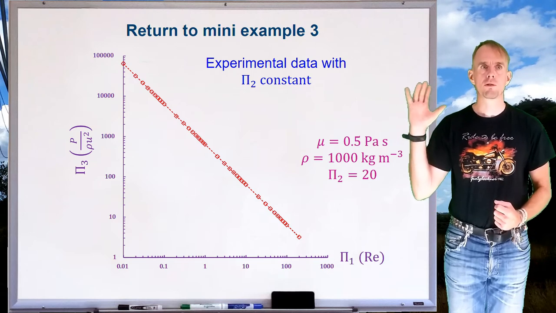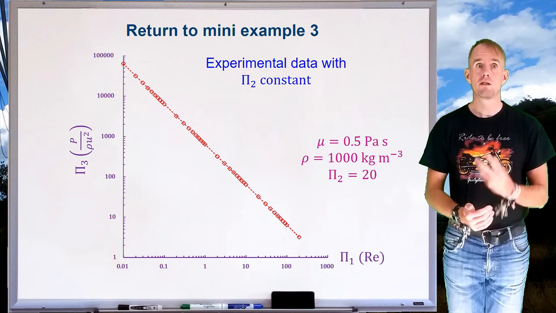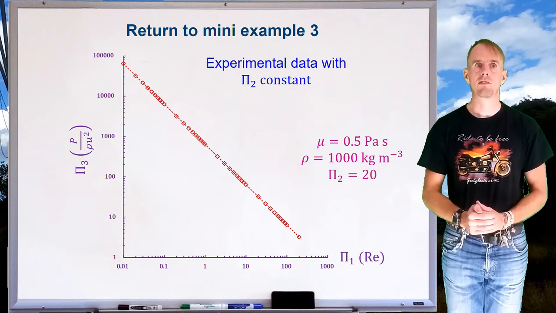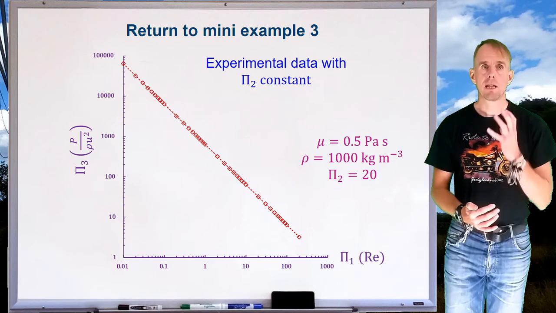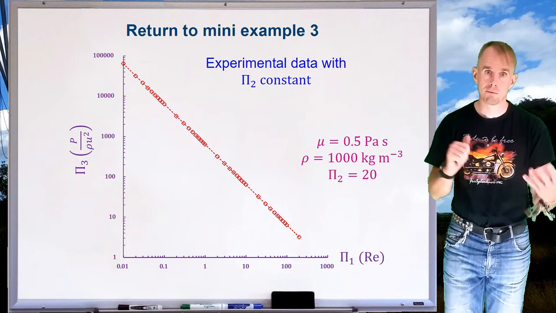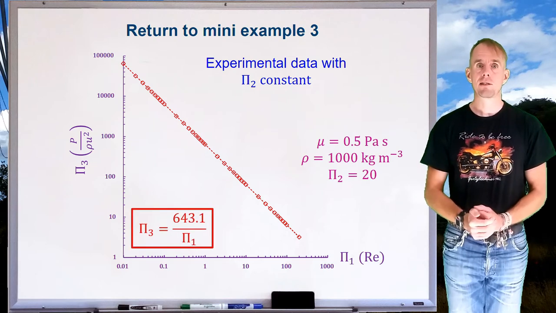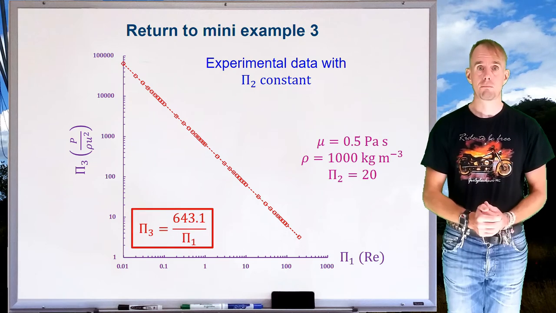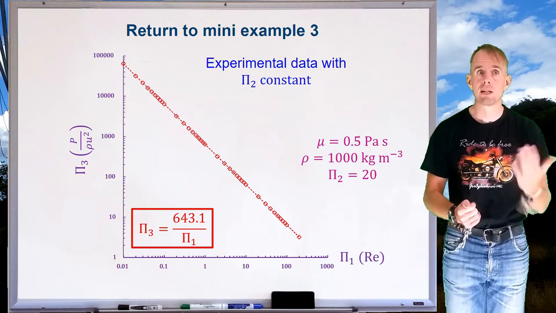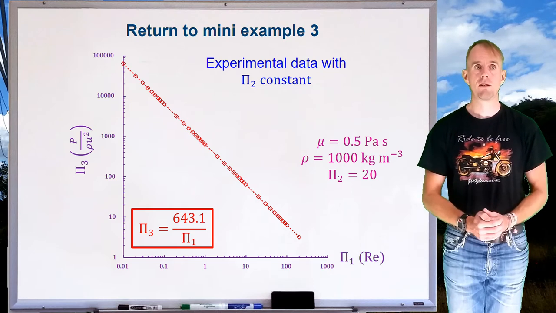We can see on the board that I've fixed pi 2, which is my aspect ratio, to be 20. And I've given you the values of viscosity and density as well. So, by keeping our aspect ratio fixed, I've investigated pi 3, the group involving pressure, with pi 1, Reynolds number. And by doing a data fit to this, I can see that pretty well pi 3 is about 643 divided by pi 1. That's a full description of that data set.